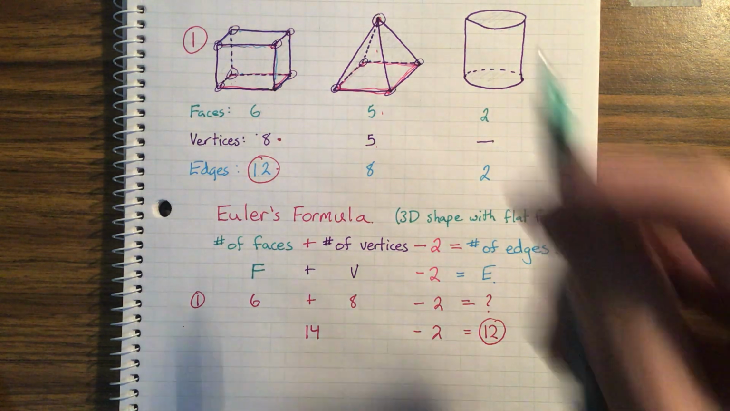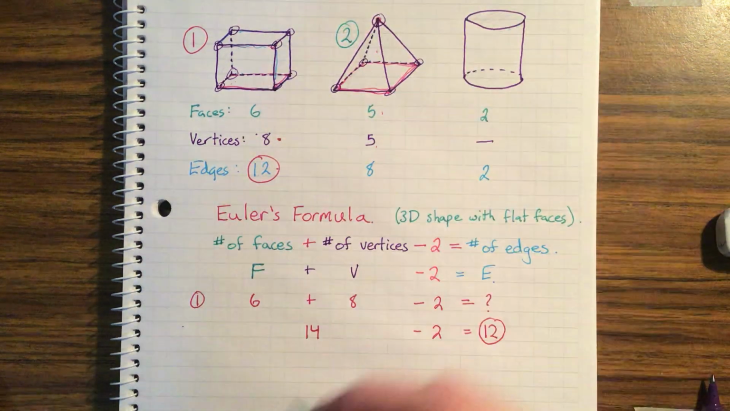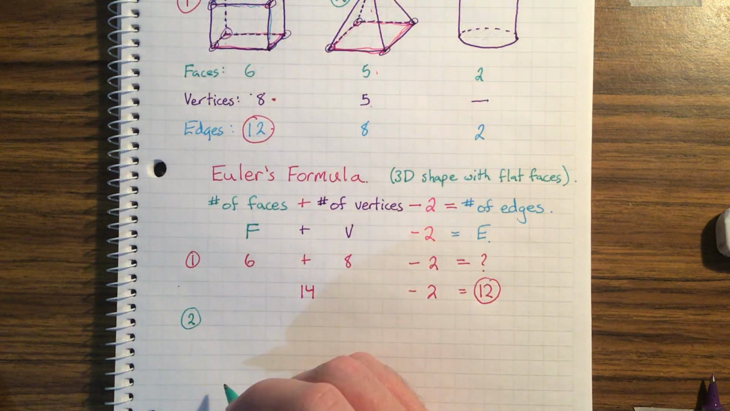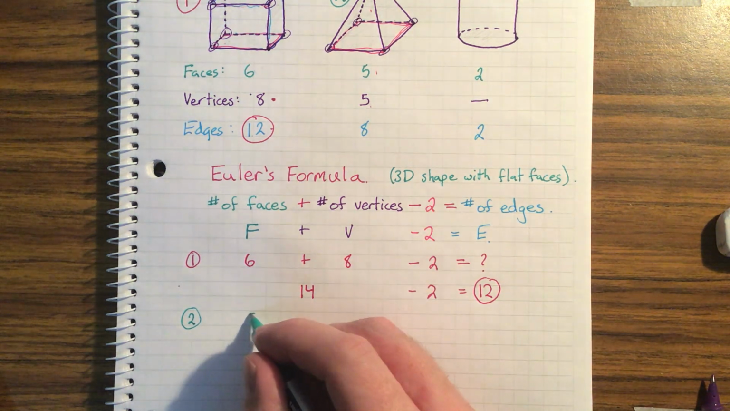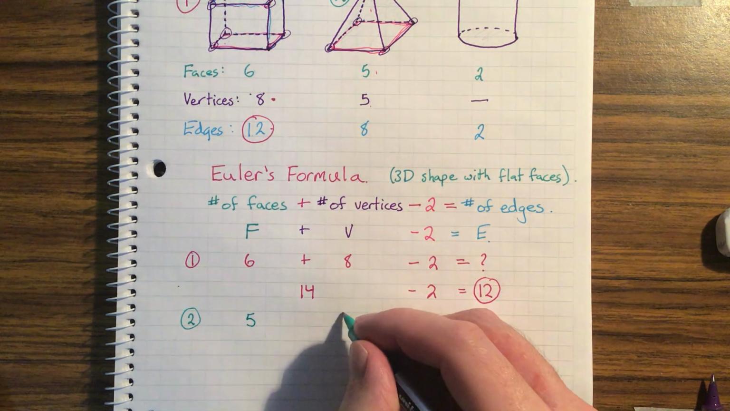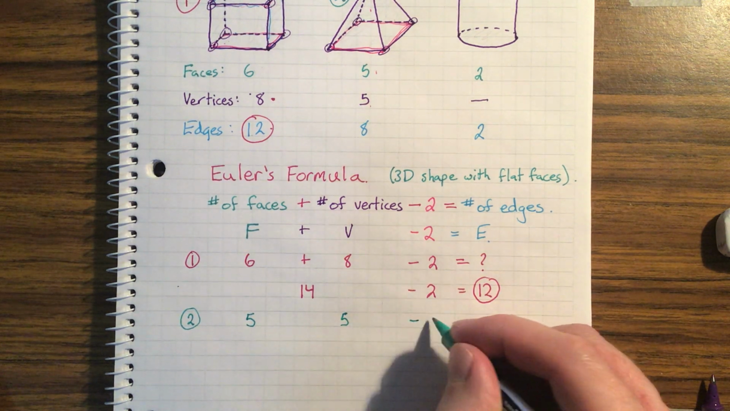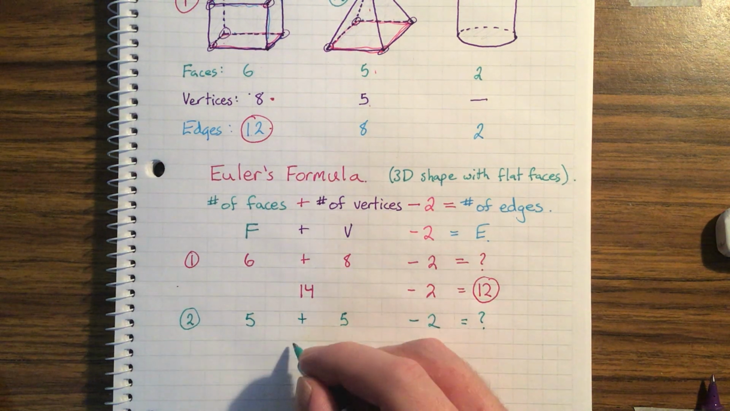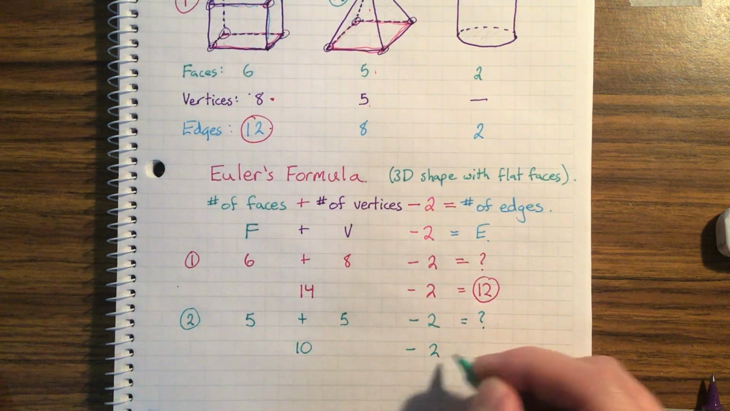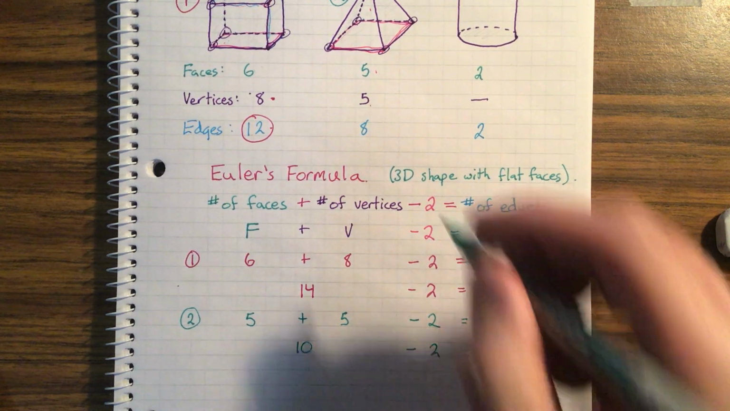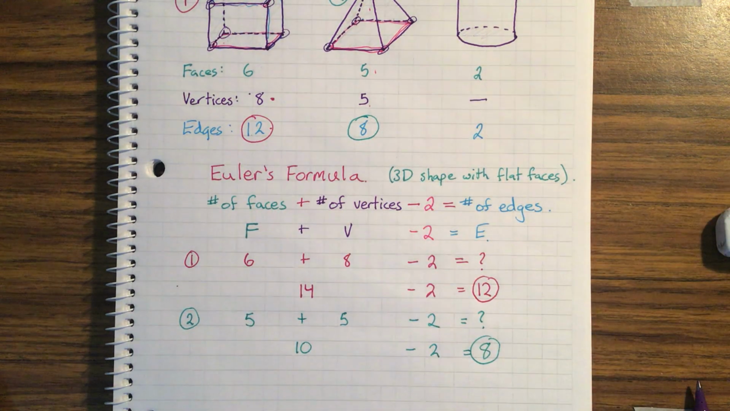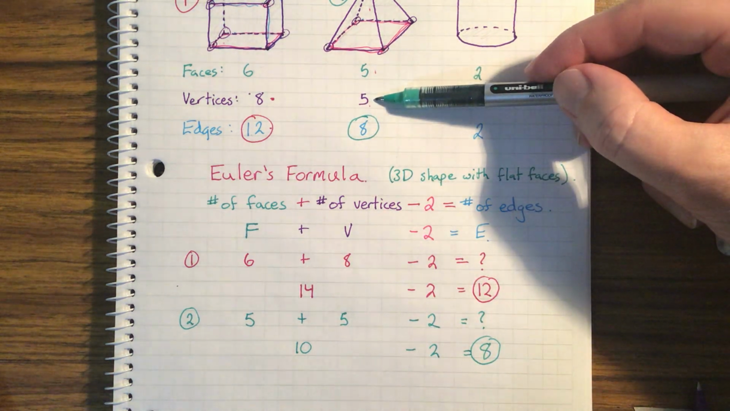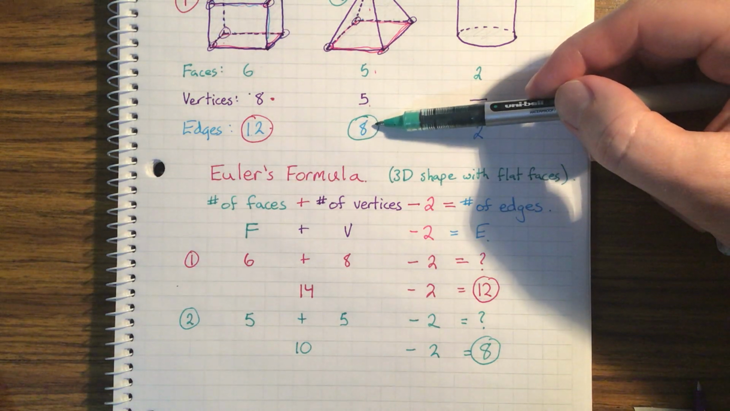Okay, now let's take a look at shape number 2. Let's see if this works for the pyramid as well. The number of faces for number 2 was 5. The number of vertices was 5. Take away 2, and what do we get? 5 plus 5 is 10. Take away 2 equals 8. And that does equal our number of edges. So if our faces is 5 and our vertices is 5, then we should get 8 edges.